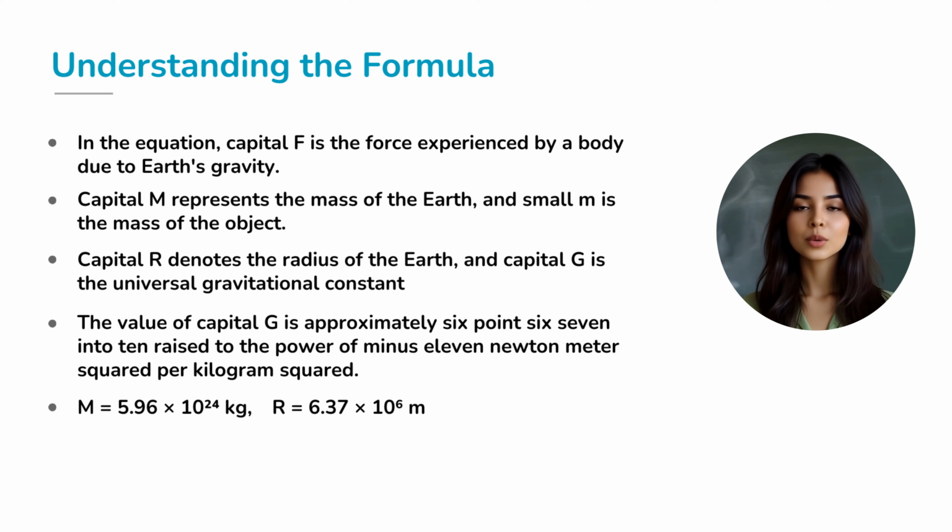Its value is approximately 6.67 into 10 raised to the power minus 11. The mass of the Earth is roughly 5.96 into 10 raised to the power 24 kilograms, and its radius is about 6.37 into 10 raised to the power 6 meters. With all these, we can now compute how strong Earth's pull is on any object placed near its surface.